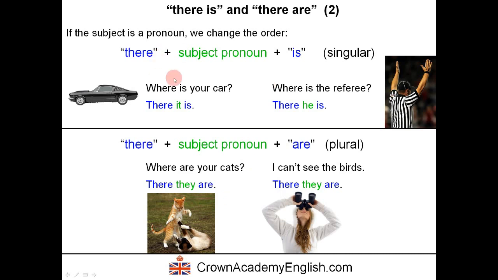So we often use this to say that we have found something when we are looking for something and we find it. So we're looking for the car. There it is. We're looking for the referee. Where is he? Yes, I can see him. There he is. Okay. I've lost the cats. Where are they? Yes, I can see them now. There they are. Okay. So it's very, very useful, but it's important to understand that when we have a pronoun, the pronoun goes in the middle. Okay.